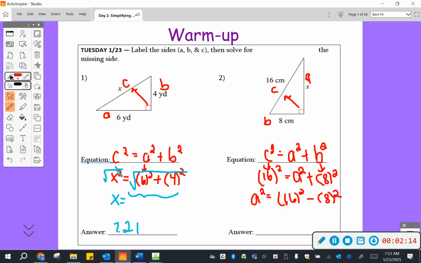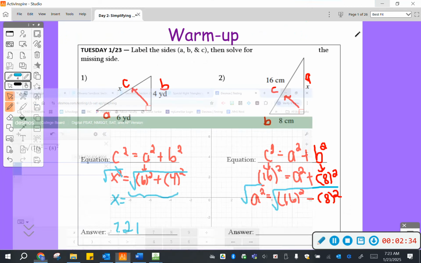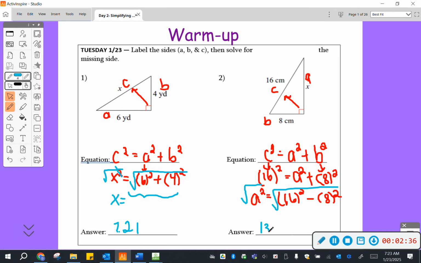So the bigger number comes first, and then we just do the same thing as far as what? Square root. But this time there's a minus between them. So I would do 16 squared minus, was it 8? So this is 17 point. Oh, thank you. It is minus. So 13.86. Do I have any questions?